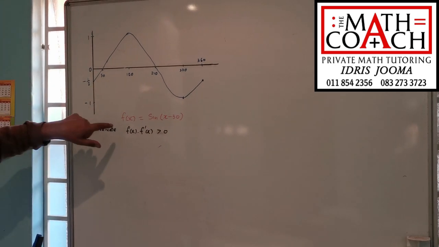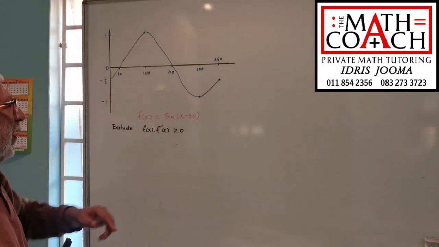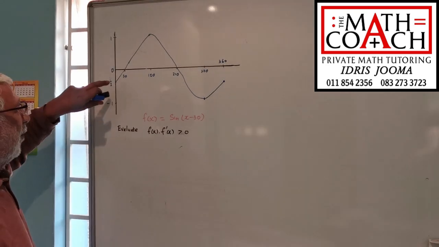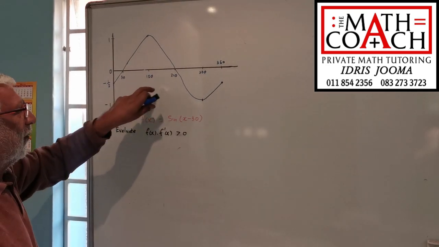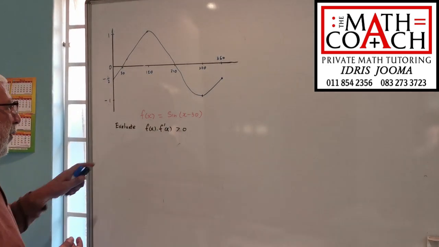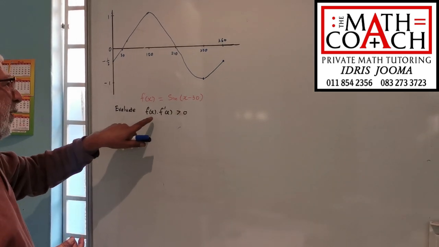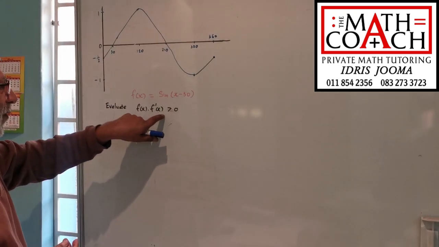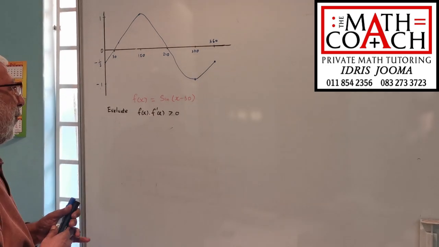Here we're given a graph of f(x) = sin(x − 30). It is basically the sine x graph shifted to the right by 30 degrees. We need to evaluate where f(x) times the derivative of f(x) is greater than 0.